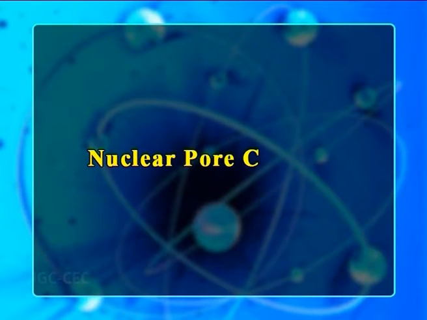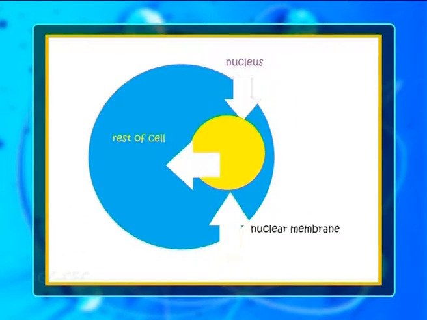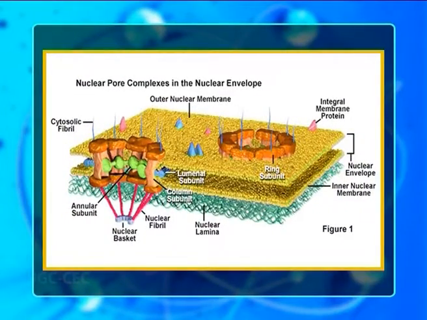Now coming to our next topic, that is the nuclear pore complex. The nucleus is bounded by a double membrane termed the nuclear envelope, which separates the nucleoplasm and genetic material from the surrounding cytoplasm. However, the genetic material in the nucleus is not totally isolated from the rest of the cell. Studded throughout the nuclear envelope are portals called nuclear pore complexes.